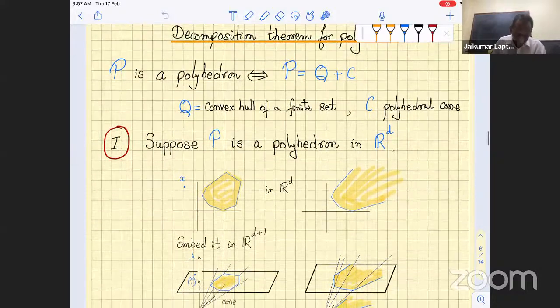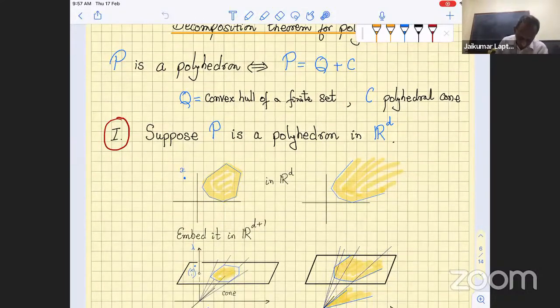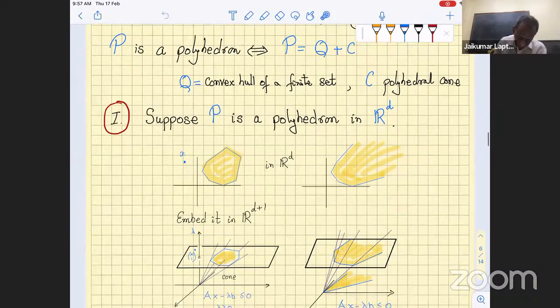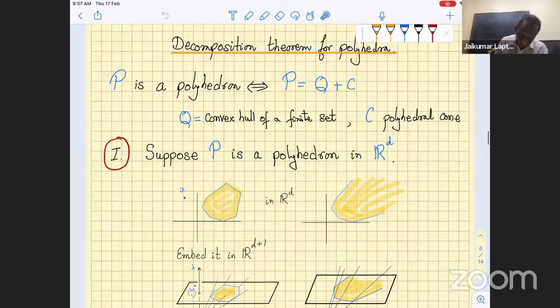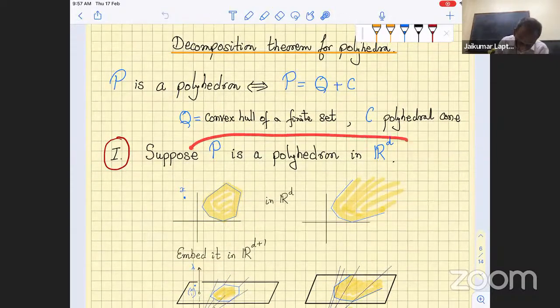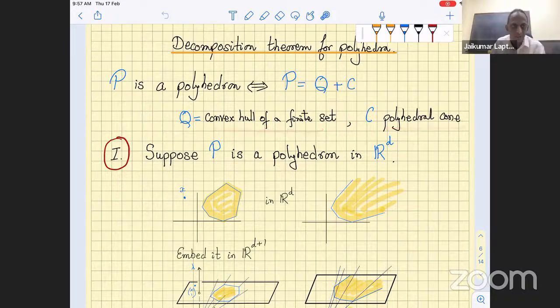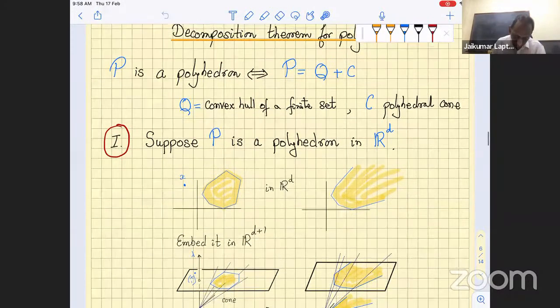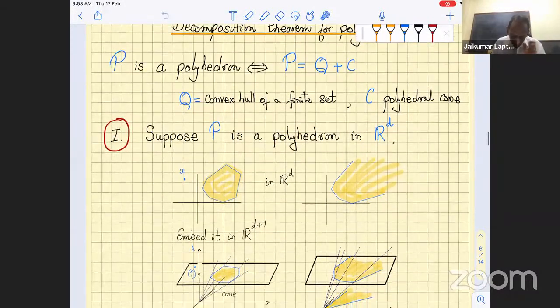Okay, good. So how are we going to prove this? So the way we are going to prove this, what are we trying to prove? We are trying to prove that suppose P is a polyhedron, then it can be written in this form: a convex hull of a finite set of points plus a polyhedral cone, a cone defined by a set of inequalities. Okay. Now, how are we going to do that? Here's what you do.